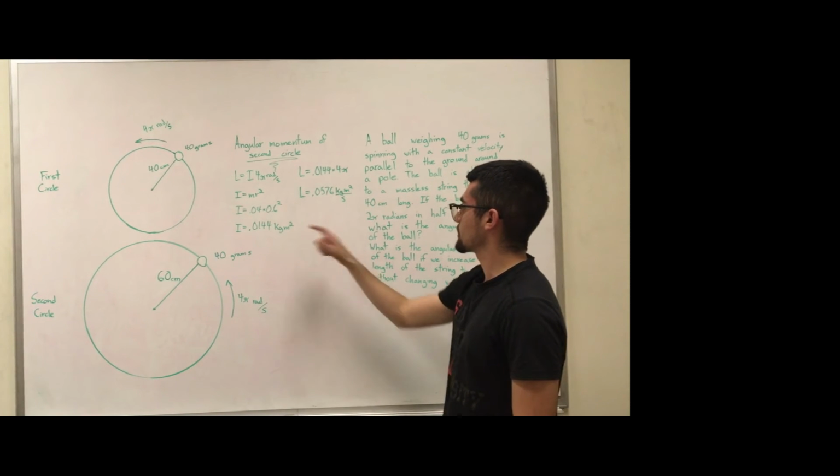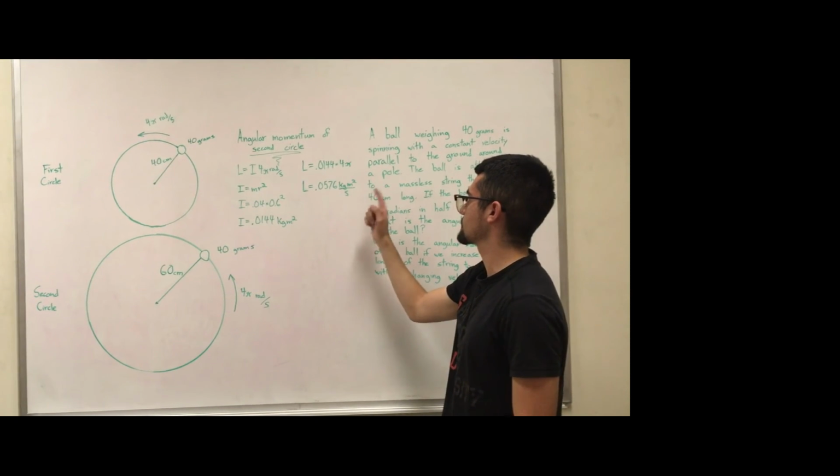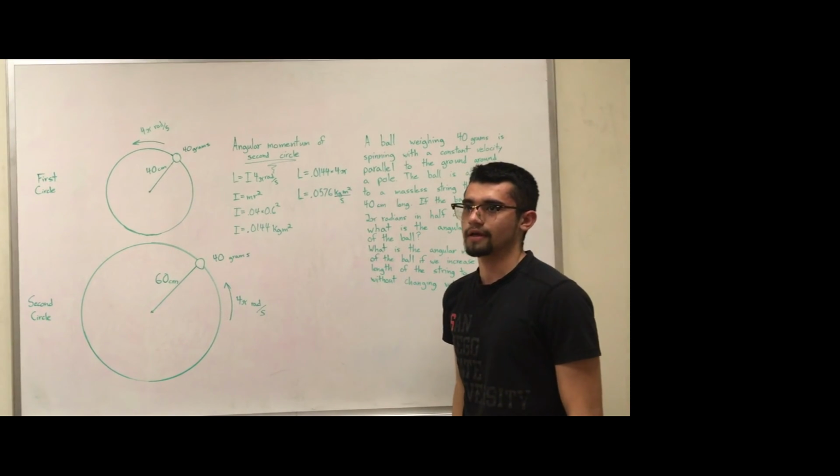And if we plug this back into our original equation, we get 0.0576 kilograms meters squared per second for our angular momentum.